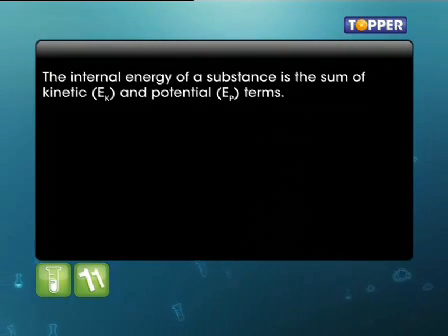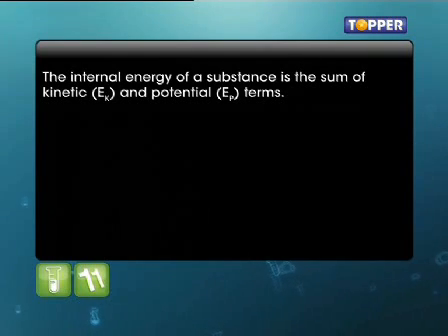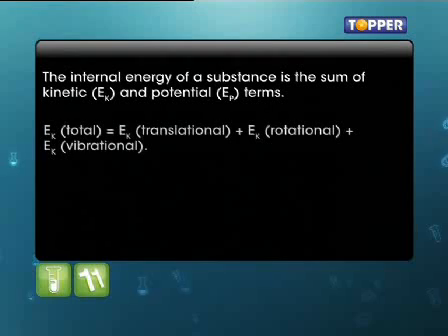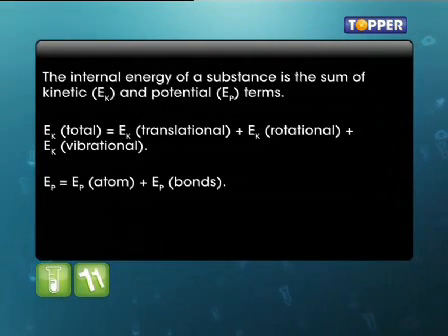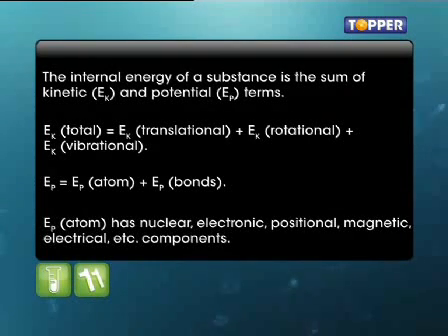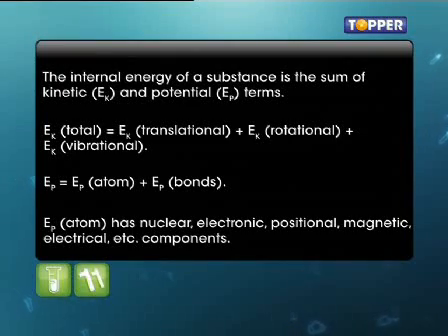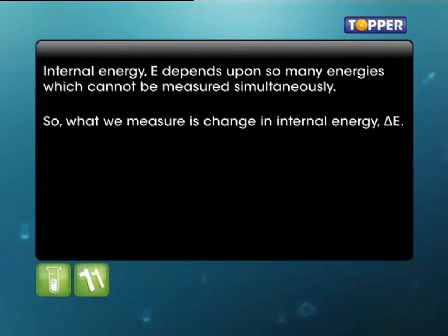So from the formula we get that internal energy is a sum total of kinetic and potential energy. The kinetic energy depends on translational, rotational and vibrational energy, whereas the potential energy depends on nuclear, electronic, positional, magnetic, electric and several other components. Internal energy E is dependent on so many energies which cannot be measured simultaneously for a system. So what we measure is the change in internal energy, delta E.